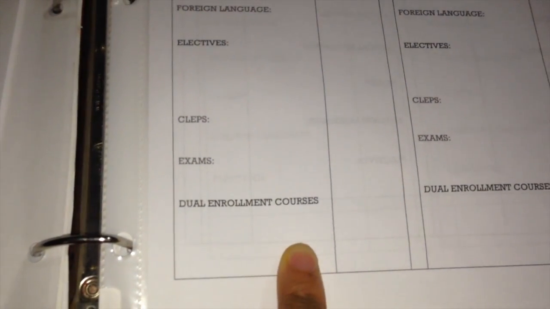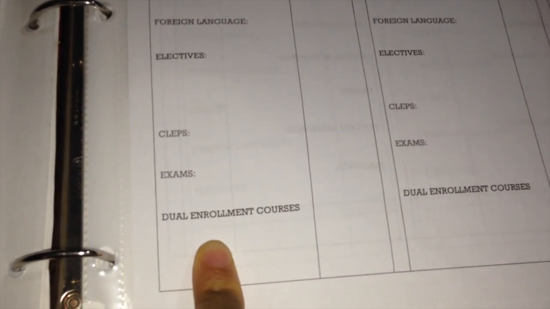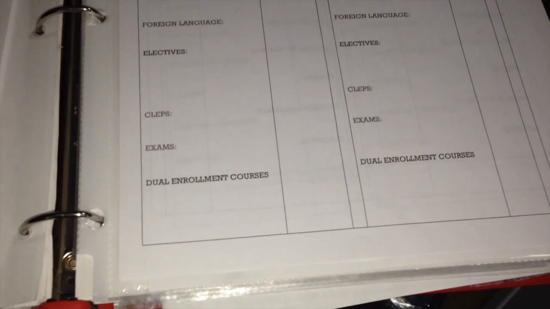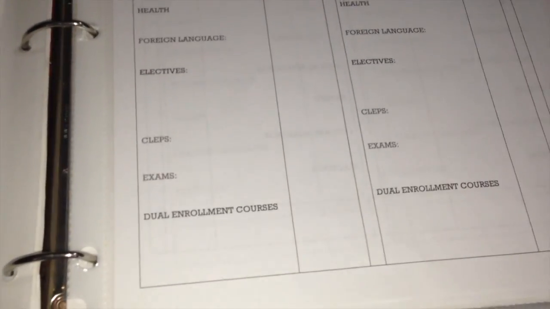And as I had mentioned before, with the dual enrollment courses, a 3-credit college course is a 1-credit high school course. So that is another great thing to consider as well.